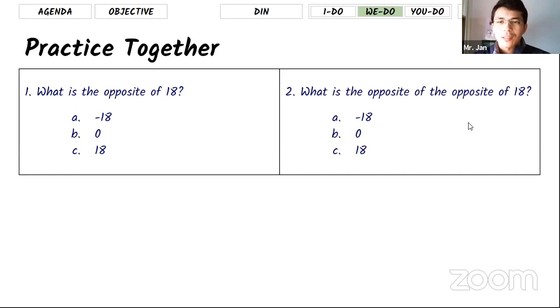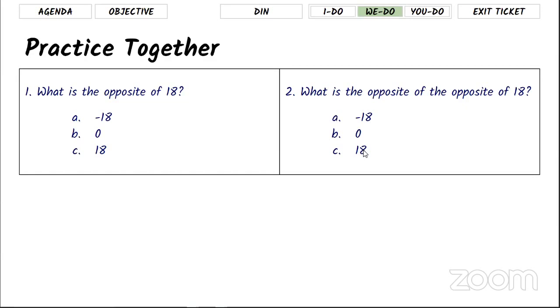So this is a tricky one. Let's see if you can know this. What is opposite of 18? Let's see who can get this. Opposite of 18. -18, 0, or 18? 18. Wow, you got it. Perfect.